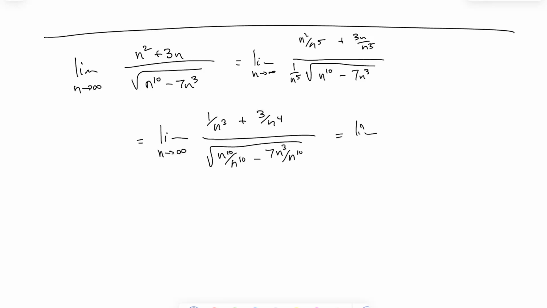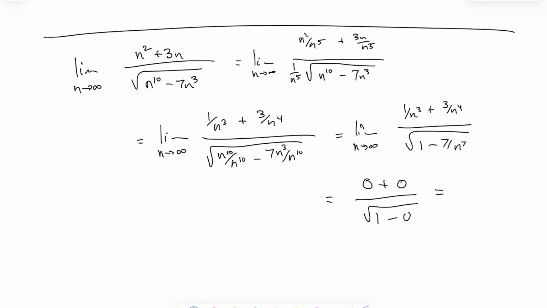All right, and then one last step of simplifying. I got these guys up here. And on the bottom, square root, this is just 1 minus 7 over n to the 7, I guess. And now I take the limit. Everything which has a little n in its little denominator becomes 0. So I end up with 0 plus 0 divided by square root 1 minus 0. And this is just 0 over 1, which is 0. So the limit of that whole thing is 0.